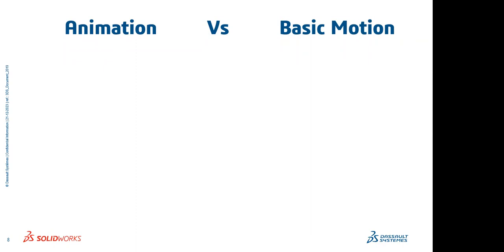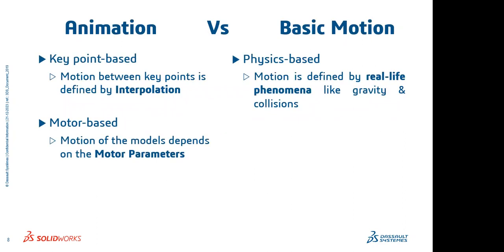All of them have animation and basic motion. So the main differences between both of them is what the software does and what you give it in terms of information and details. When it comes to animation, it's based on one of two things: either key points or motors. Key points, you can think of as a moment, a freezing moment in time, where you just tell the software, hey, fix this object at this position.